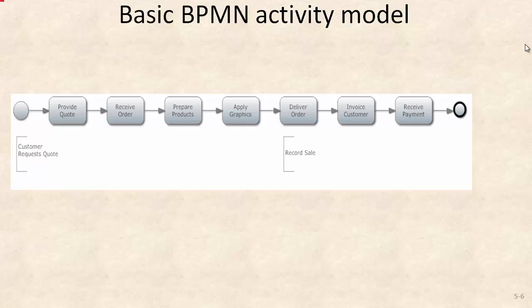Here's the basic activity model of Sunset Graphics sales and collection process using business process modeling notation. As we outlined before, the process starts when the customer requests a quote. Sunset provides the quote, and if the customer likes that quote, Sunset then receives the order, prepares the products, applies any graphics, delivers the order and installs the products if necessary, invoices the customer, receives payment, and the end of the process. They record the sale, of course, when they deliver the order.